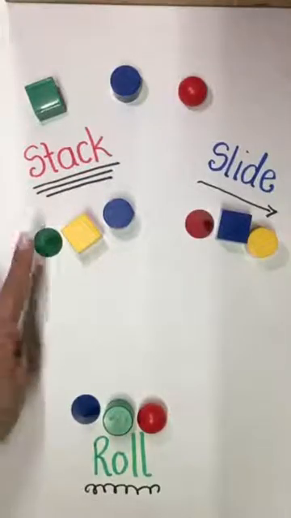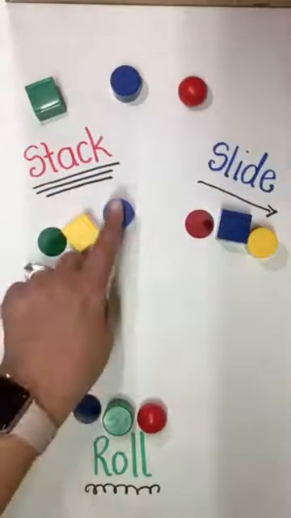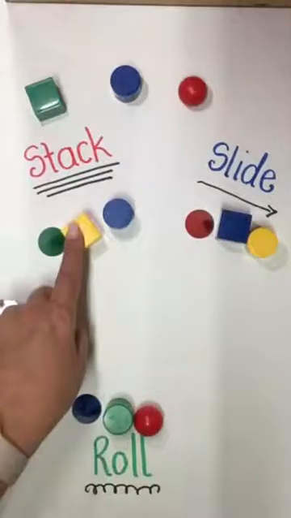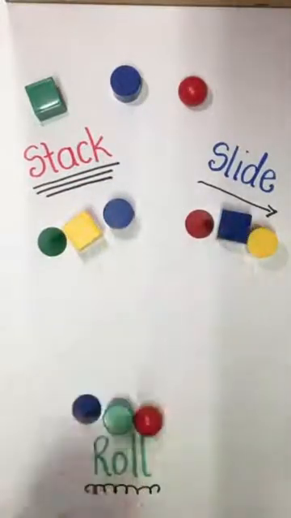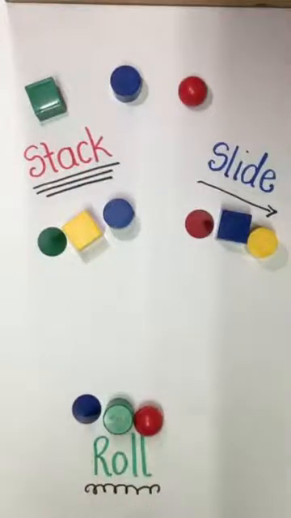Wow, look at this. We have a cone that can stack, slide, and roll. A cylinder can stack, slide, and roll. A cube only has flat faces, so it can only stack and slide. And a sphere only has curved edges, so it can only roll. We have learned so much about our solid figures, friends. We can see how those can stack, slide, and roll.